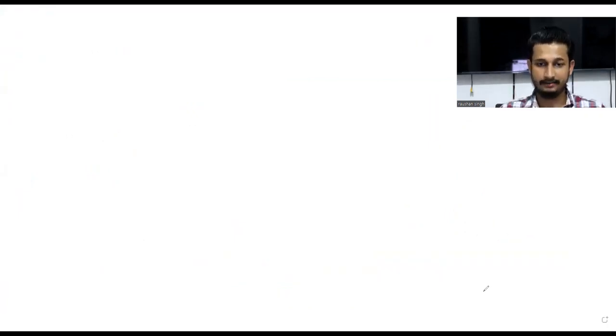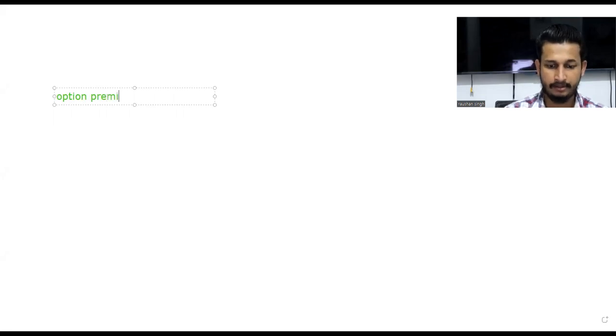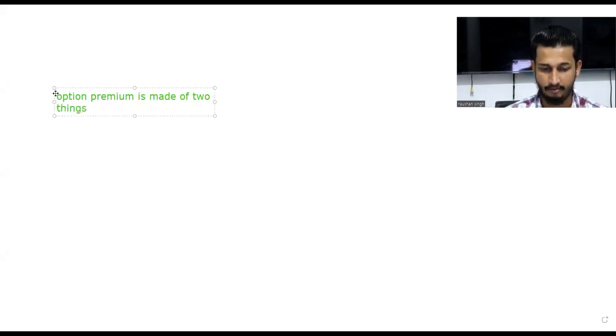Let's move ahead and understand how option prices are designed. Option premium is made of two things. Basically the formula: option premium is equal to intrinsic value plus time. This is the most important thing.